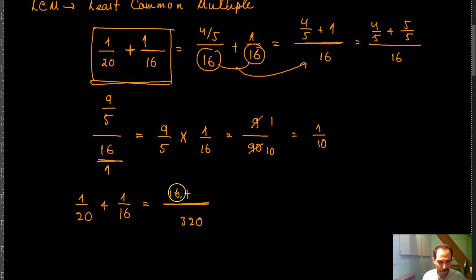If you tried 16 divided by 320, divide by 16, you'll get 1, divide by 16, you'll get 20, that's 1/20. It's the same thing that we started with here. And 320 divided by 16 is equal to 20, 20 times 1 is equal to 20, and that's the same thing as 20 plus 16 is equal to 36 divided by 320.